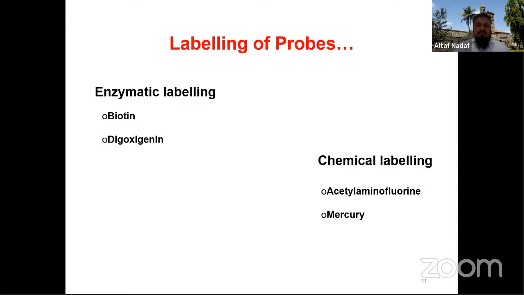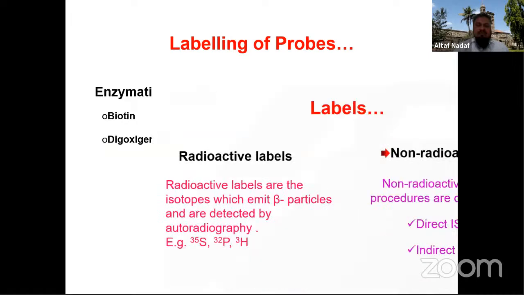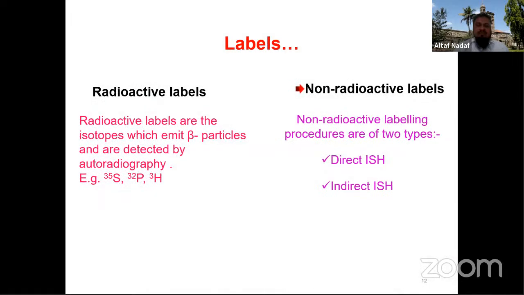One is called enzymatic labeling. Here biotin and deoxygenin are the reagents that help with this. And then we have another type of labeling that is called chemical labeling. You can use acetylaminofluorine or mercury for labeling the probes. Okay, then sometimes these probes can also be labeled with radioactive isotopes.